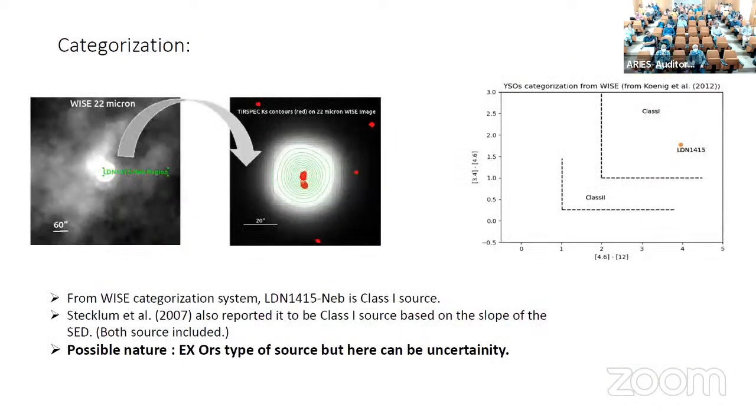Again, the source has to be categorized in order to understand it much better. So here what I have done is take this WISE 22 micron image and overplot it on this TSPEC image, again to get an inference of which source went into outburst. We can see that the northern source coincides well with the central contour of the WISE 22 image. To get an inference of which class this source belongs to, I have used the categorization method from this paper, and this source falls somewhere in the class 1 range.